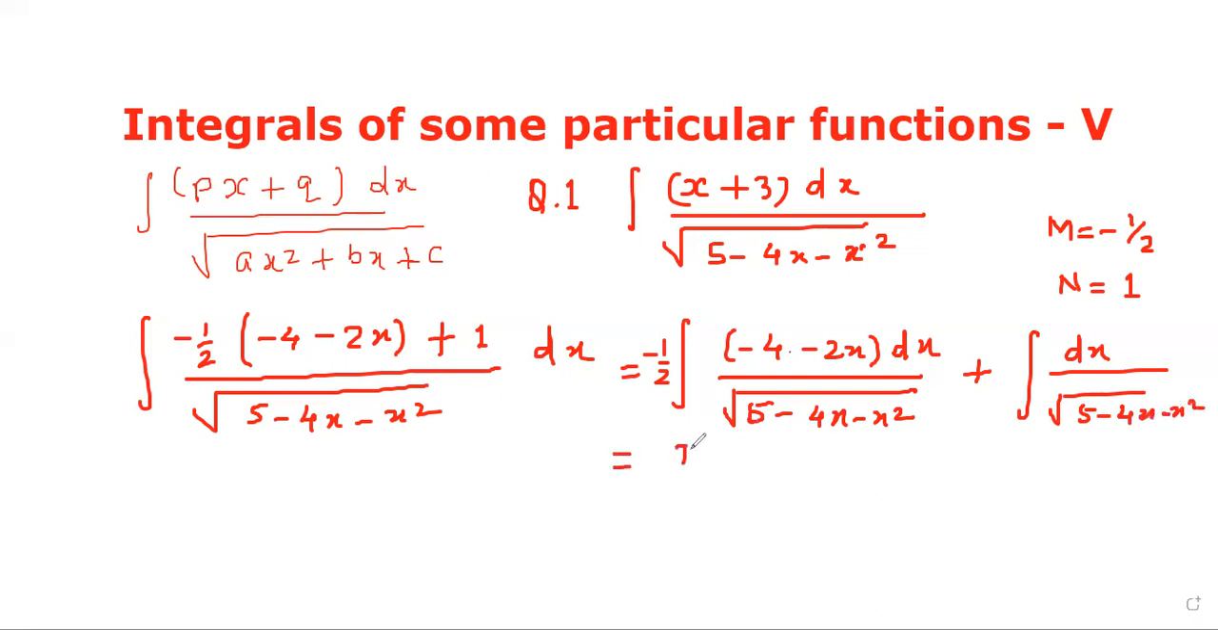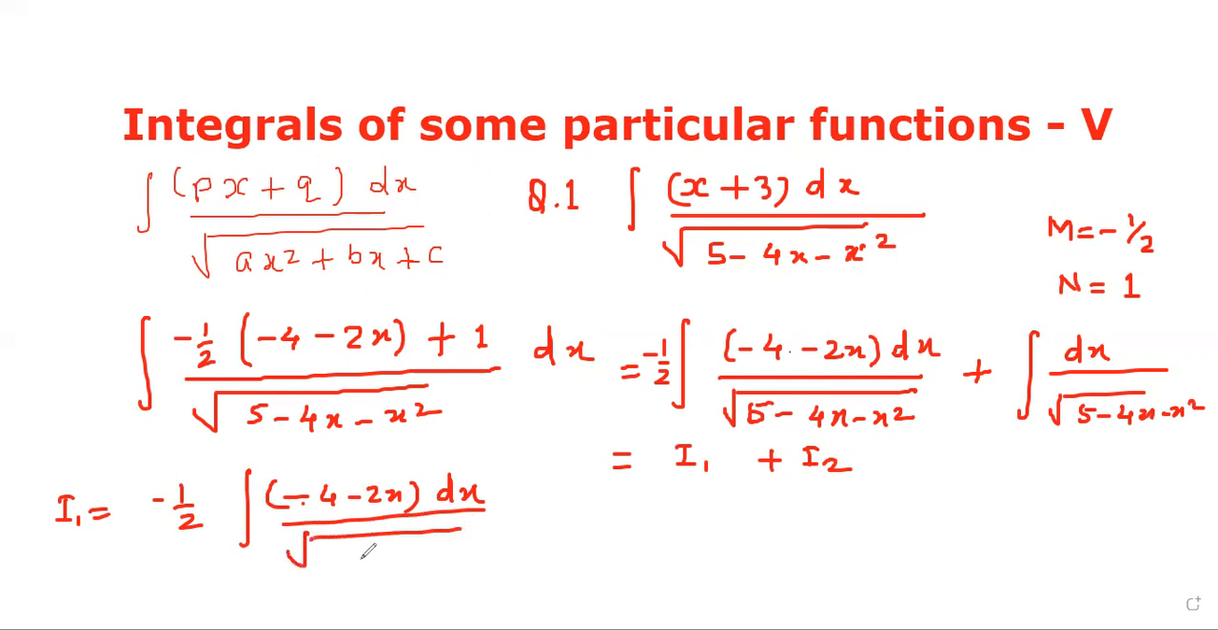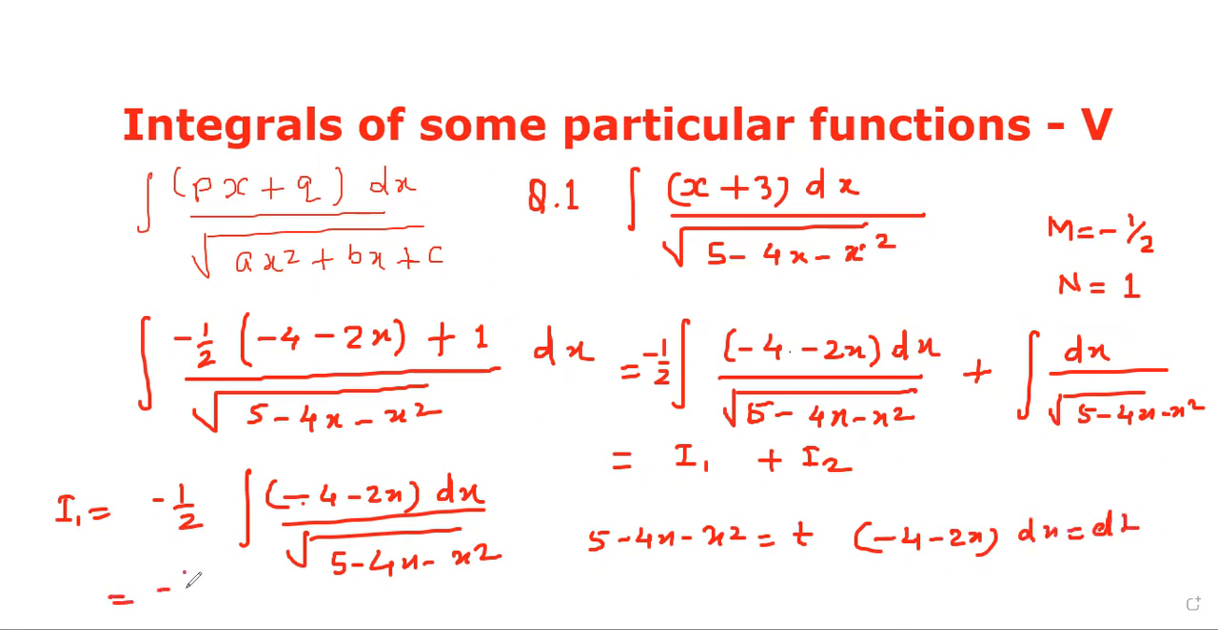Now it is equal to I1 plus I2. We will treat I1, I2 separately. So let's consider I1. So I1 is minus half integration (minus 4 minus 2x) dx divided by root of 5 minus 4x minus x square. Let's take 5 minus 4x minus x square equal to t. So that will give (minus 4 minus 2x) dx equal to dt.